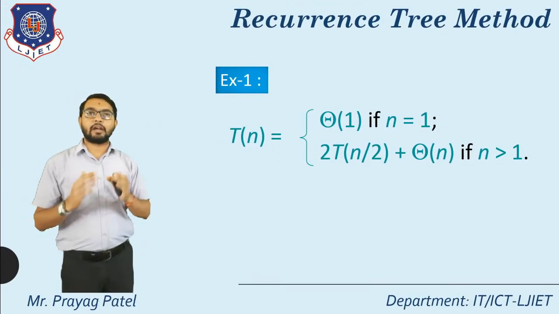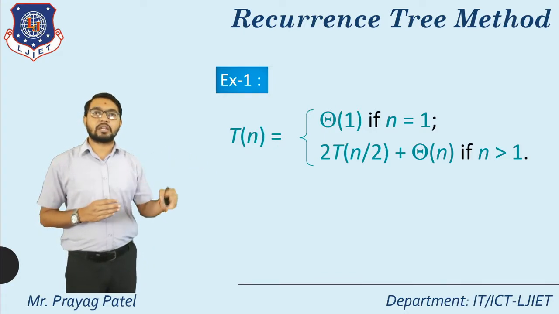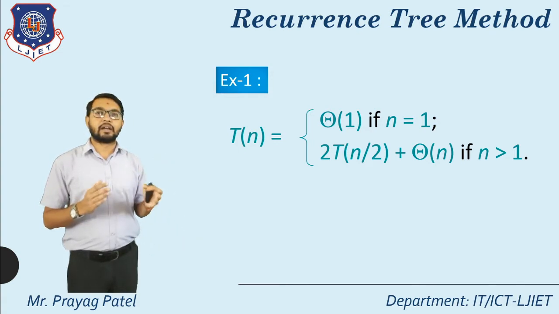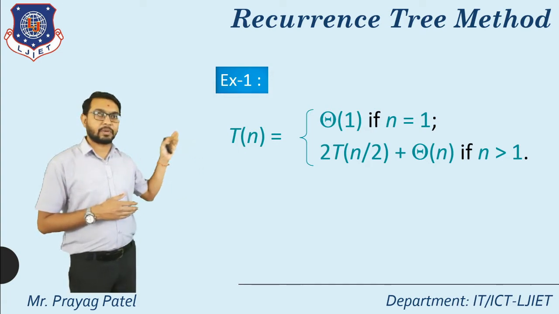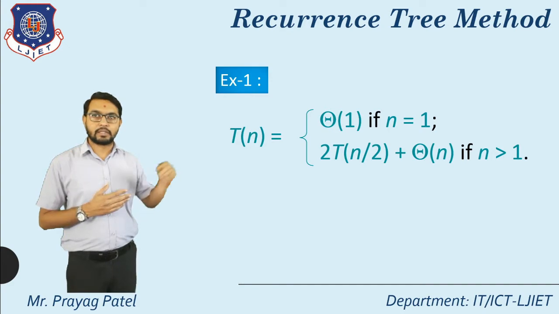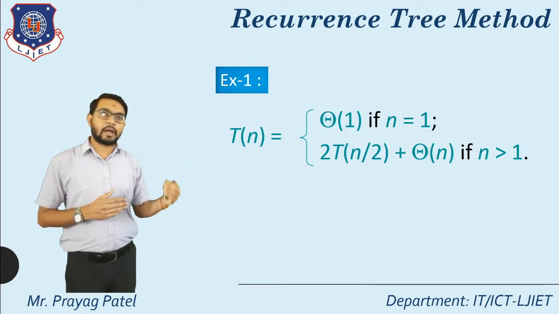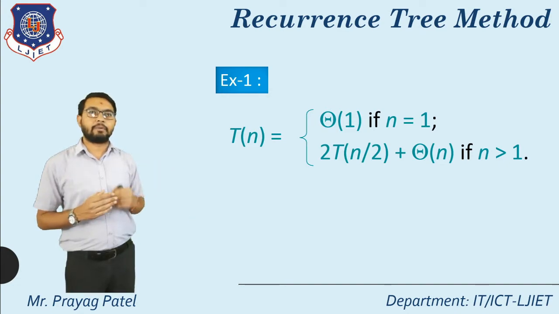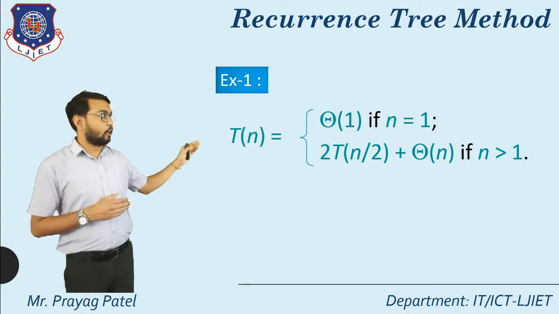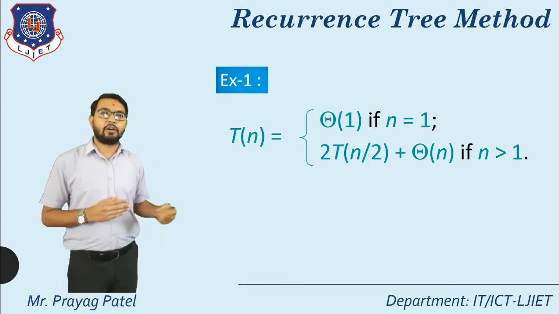Now for understanding the recurrence tree method, consider one example, and using this example we understand how the recurrence tree method will work to find the recurrence relation complexity. Example number 1: T(n) = theta(1) if n = 1. Means if the value of n equals 1, then we consider the complexity as 1. Now T(n) = 2T(n/2) + theta(n) if n > 1. Means if the value of n is greater than 1, then the recurrence relation is in the form T(n) = 2T(n/2) + theta(n).